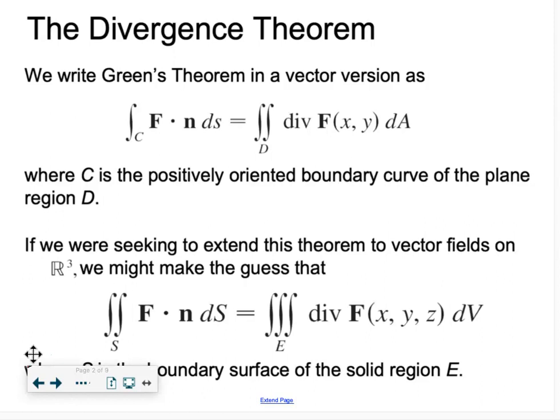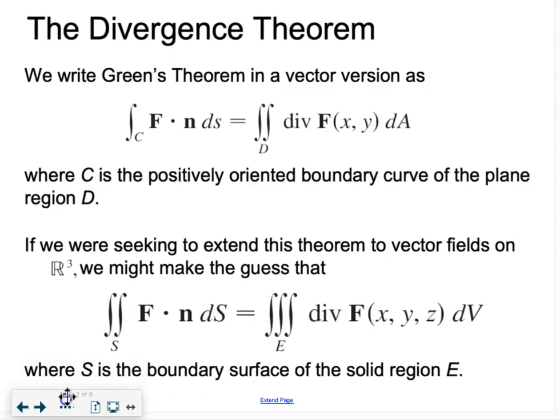So, we write Green's theorem in a vector version. So the line integral of f dot n ds. So yesterday we learned curl f dot n, done as the double integral over the area of the projected region. So anyway, divergence theorem. So this f dot n is actually the divergence of f over the area of the region, where C is the positively oriented boundary curve of the plane.